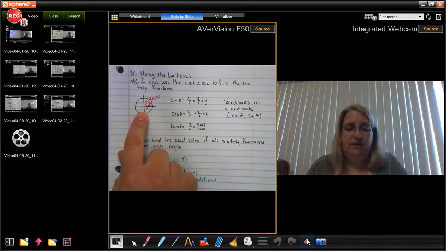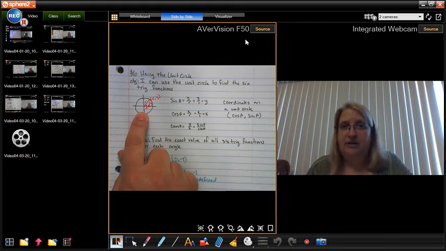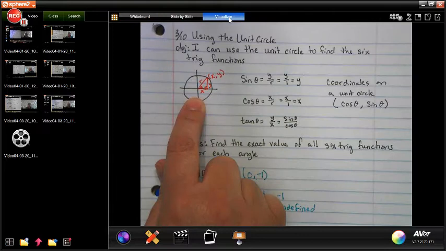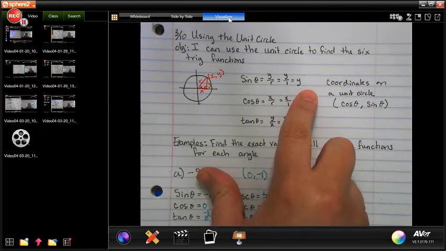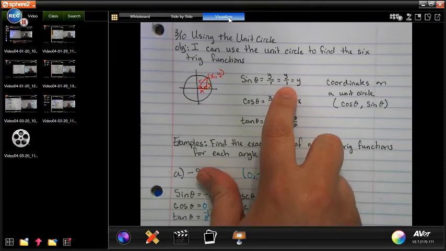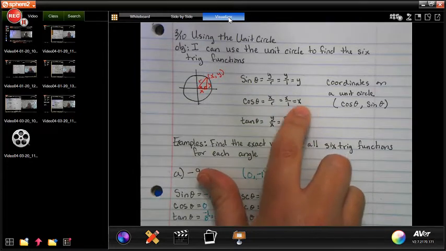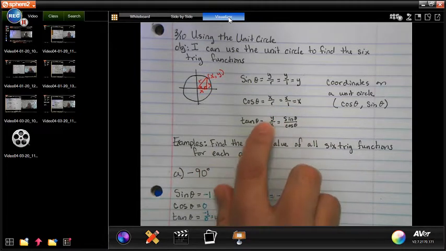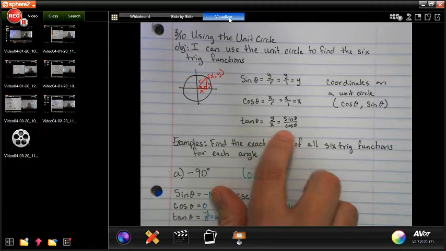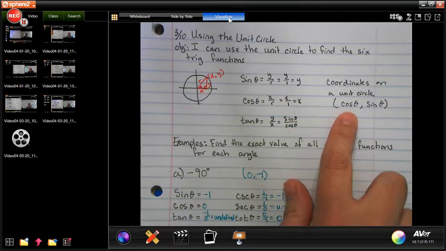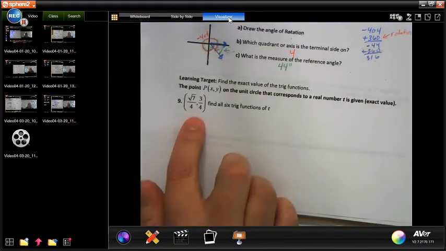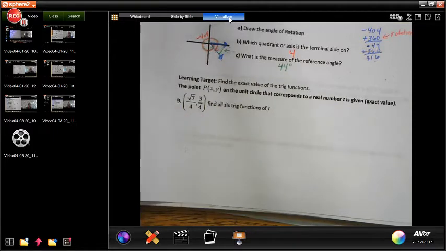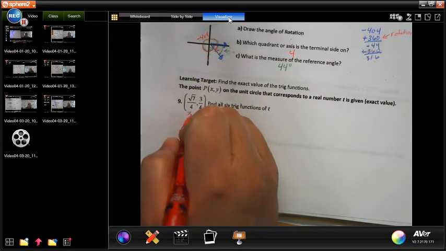So I'm going to go ahead and switch over so I'm not distracted by having to look at the camera and teach. So these notes, remember we talked about sine being y because it's on a unit circle and the radius is 1. Cosine is x because, again, the radius is 1. And then tangent is y over x, which is sine over cosine. So every coordinate, it's cosine comma sine. So that makes, not that problem, but this problem, really easy because this problem is on the unit circle. So we know that this is x and this is y.